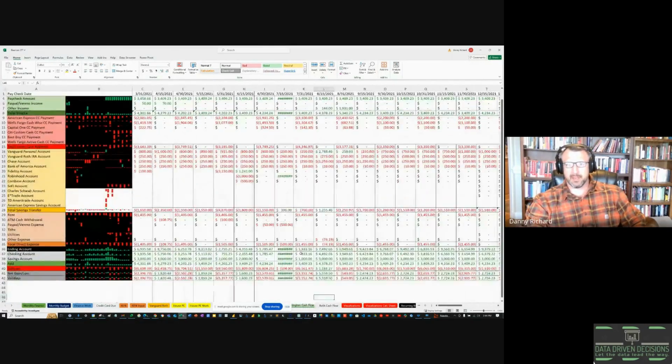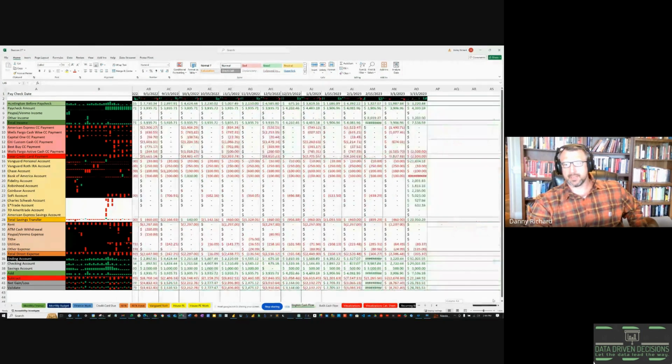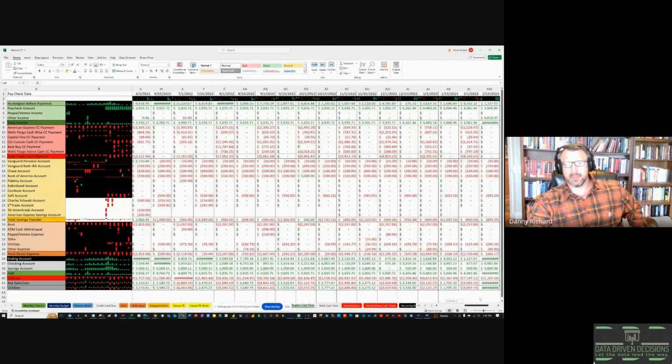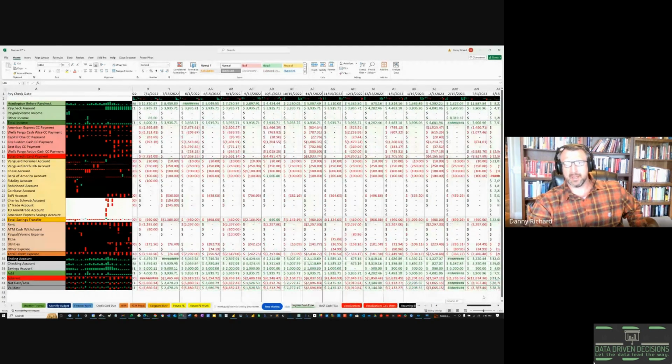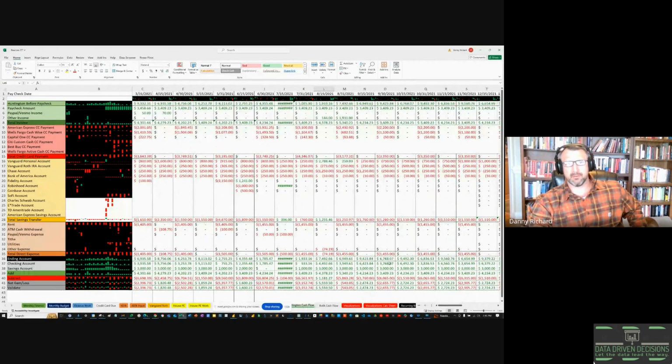So let me share my screen. I'll show you what the tool looks like. So yeah, back in the day, when Huntington was my primary checking account, this was the cash flow dashboard that I built for it. I started it in 2021 and kept it going all the way to 2023. And this really helps me keep a good eye on all the money movement for this account.